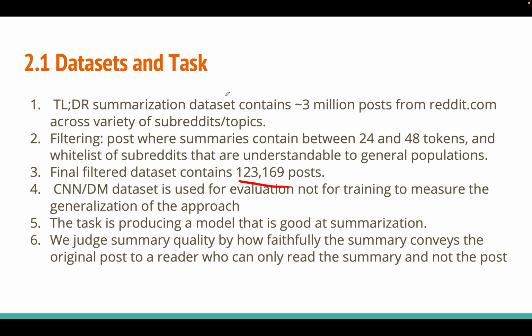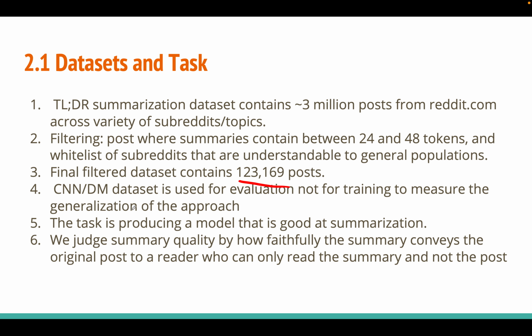So the dataset is basically the TLDR summarization dataset that contains up to 3 million posts from reddit.com across a variety of subreddits or topics. These subreddits contain, let's say, a post and the TLDR, the summary. That's the dataset, and the paper also filters some of the posts, keeping those where the summary is between 24 to 48 tokens, and they whitelist subreddits that are understandable to the general population and discard the ones which are complicated. With that filtering, you have the final dataset, which is about 120,000 posts and summaries for those posts.